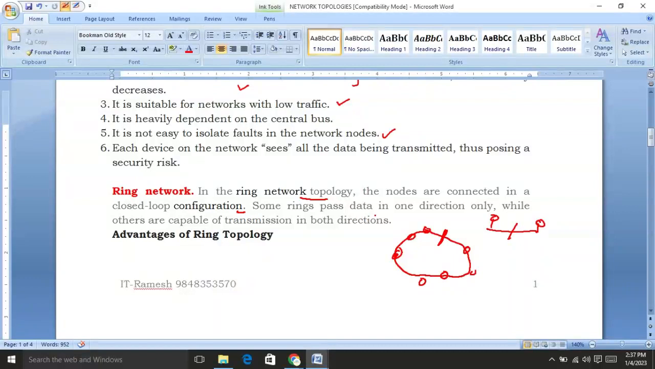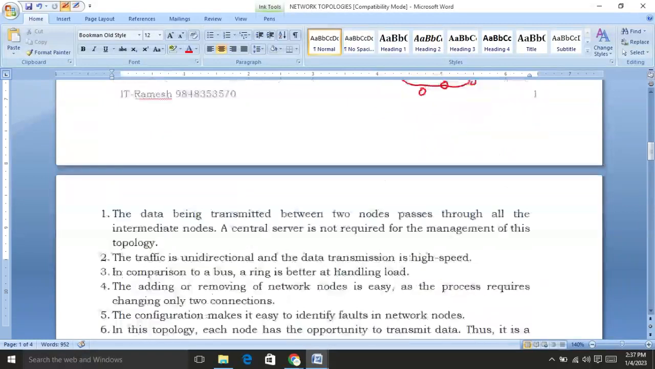So the ring passes in one direction. In ring topology, the data is transmitted only in one direction, that is maybe in the clockwise direction or in the anticlockwise direction, right? What are the advantages of the ring topology?